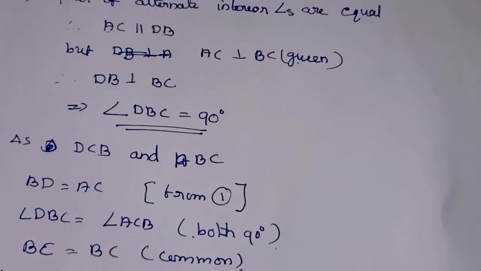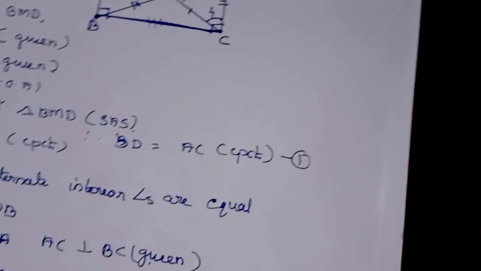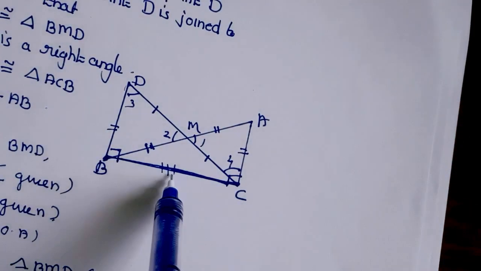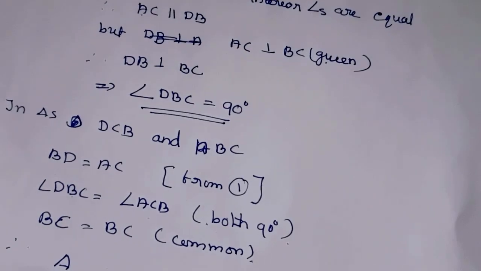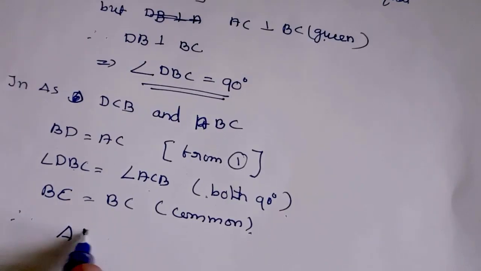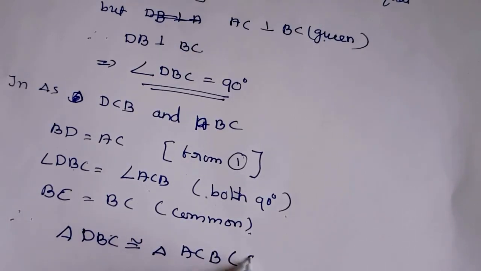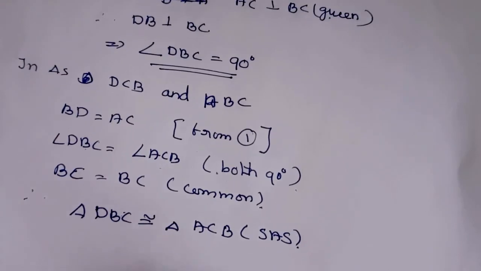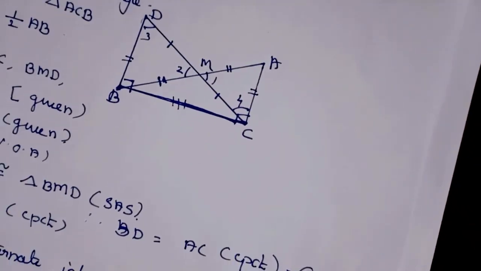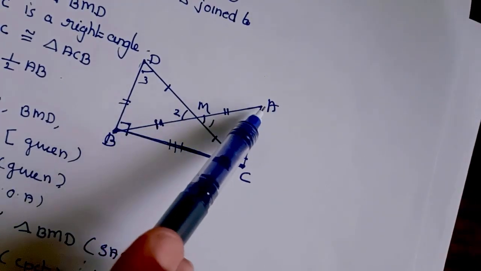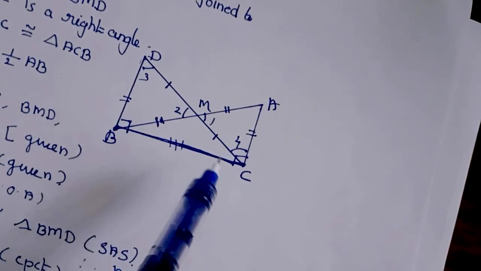Therefore triangle DBC congruent to triangle ACB, reason SAS congruence, two sides and the included angle. Therefore we get, that is the third part, that's over. Therefore we get DC equal to AB, reason CPCT, corresponding parts of congruent triangles.